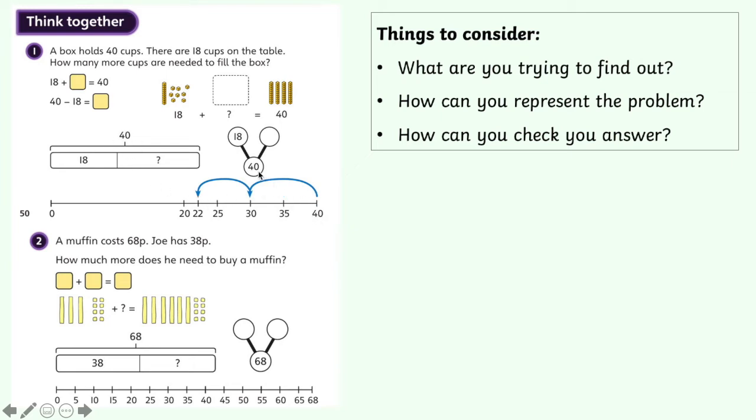By doing 40 take away 18, we would find our missing part. So have a look what's been done. 40 take away 10 gets us to 30, and then take away 8 more gets us to 22. We've taken away 18 altogether, and we've got to 22, which means our missing part is 22. This is what all these representations look like completed. 18 add 22 is 40. 40 take away 18 is 22.